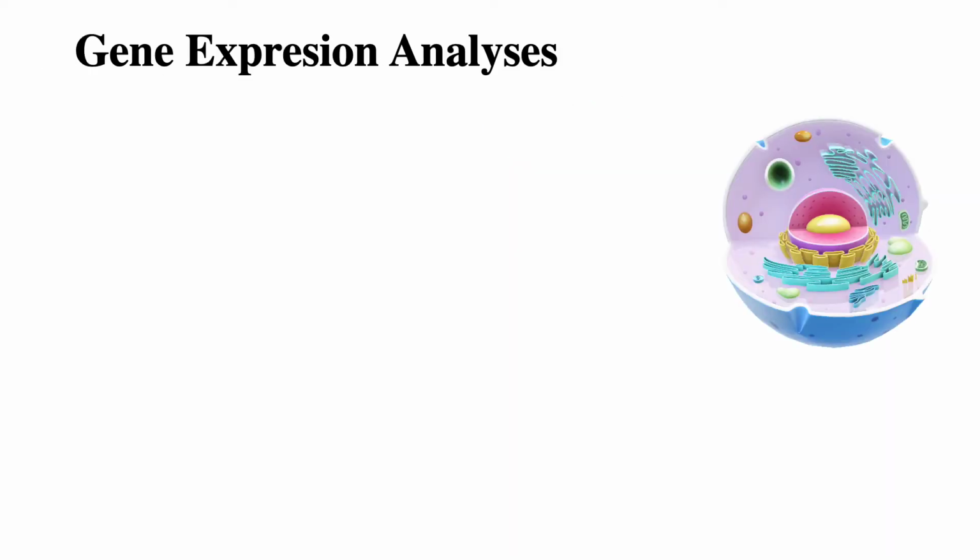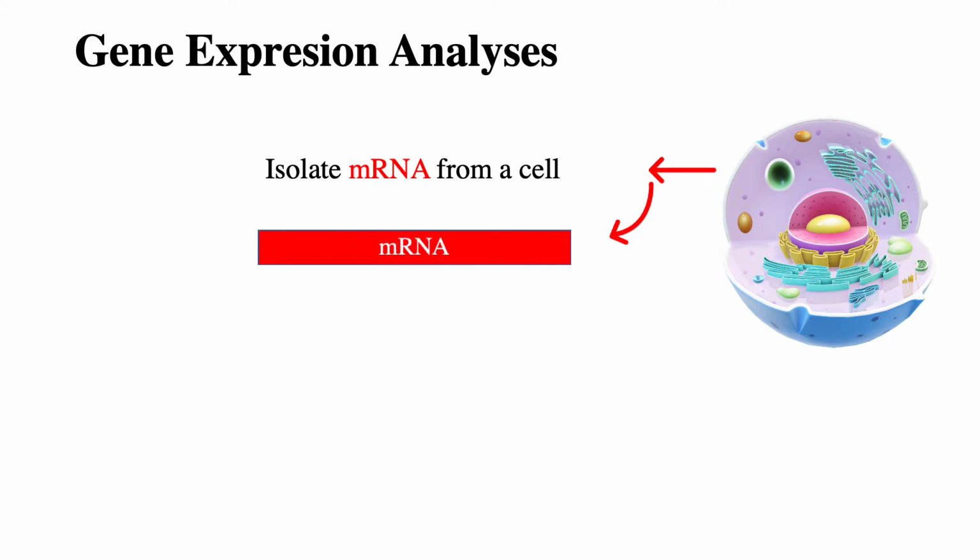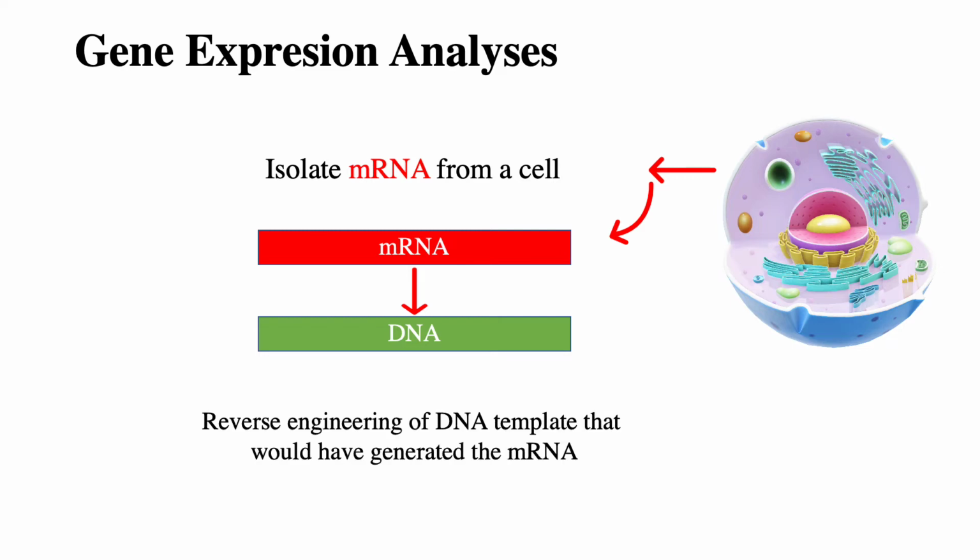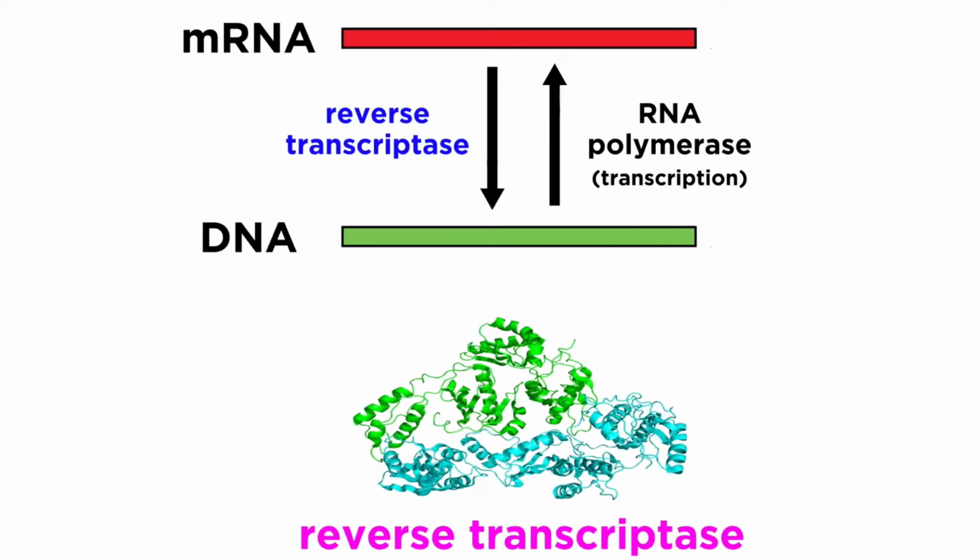As you might know, analyzing gene expression will typically involve isolating mRNAs from a cell, and from these we can perform reverse transcriptase polymerase chain reaction, or RT-PCR. This is where we can take mRNAs and create a complementary DNA strand, in essence reverse engineering the DNA template that would have generated the mRNA during transcription. That is why the enzyme that performs this function is called reverse transcriptase, and the process is known as reverse transcription.